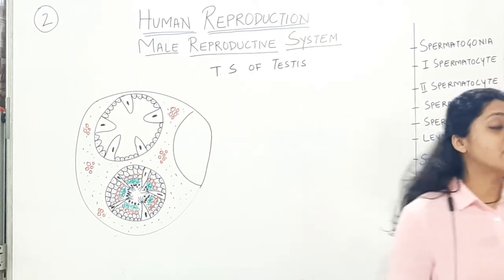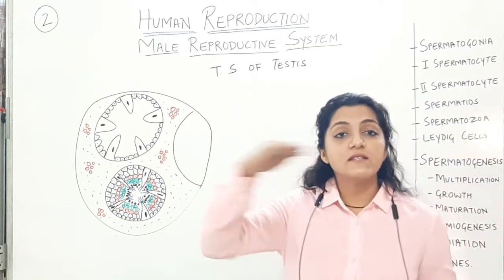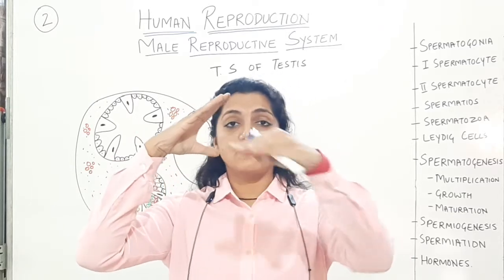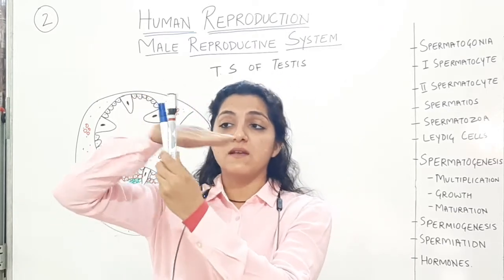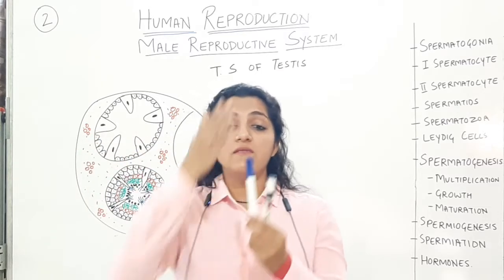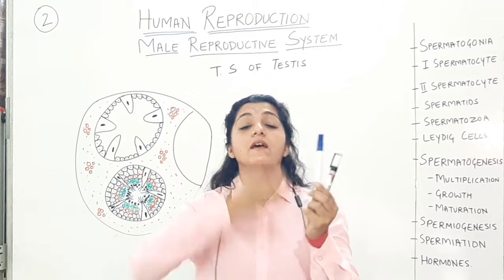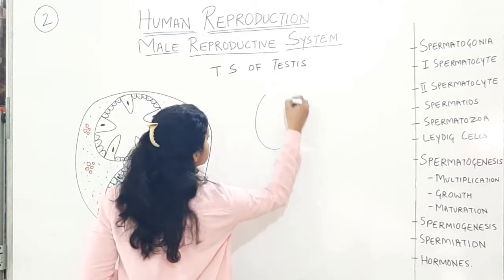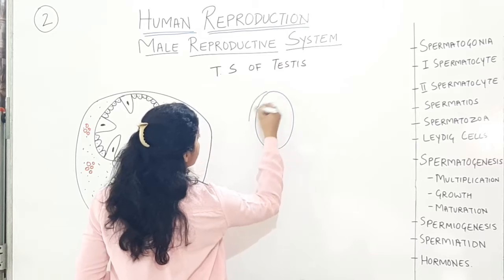Students, in this lecture now, let us discuss the transverse section of the testes. Means when we are cutting the testes like this transversely. If this is the testes, I'm cutting it like this in a transverse section. Last lecture we have seen when we are cutting it longitudinally. When we are cutting it longitudinally, we are going to see one testes which is going to have three layers.